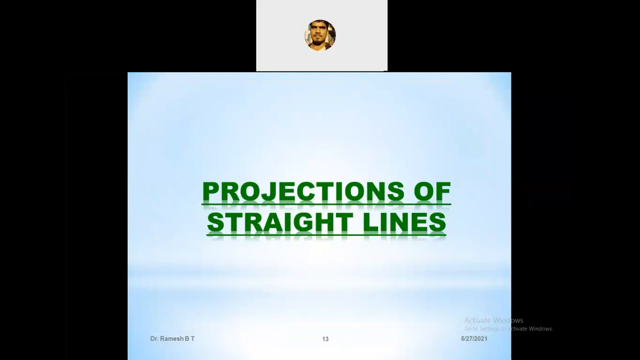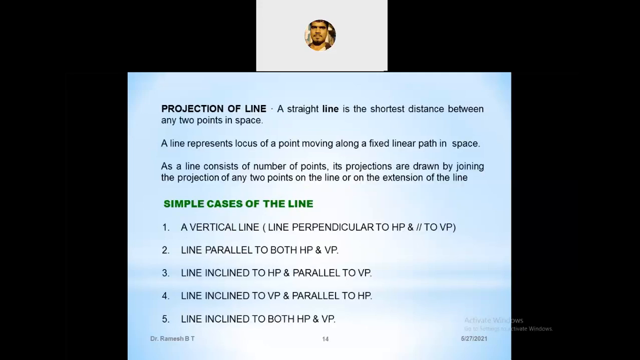First we'll define what a line is. A point is a dimensionless object, but a line is a one-dimensional object, meaning it has only length. There is no width, no thickness. It has length in only one direction. A straight line, or simply a line, is the shortest distance between any two points.